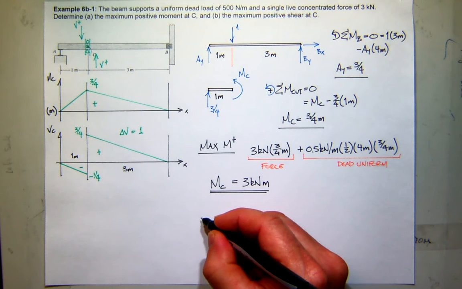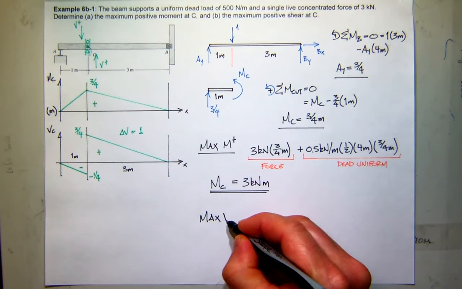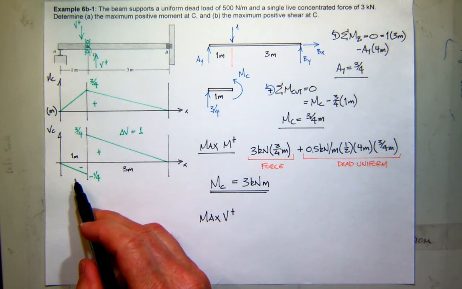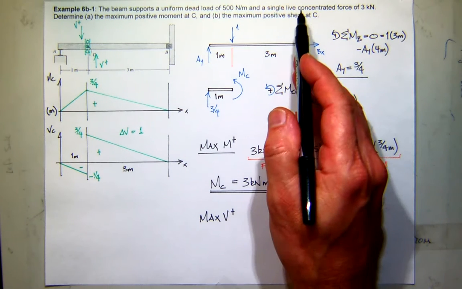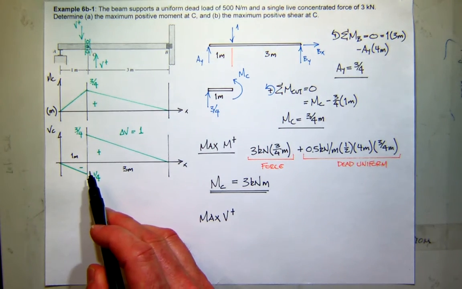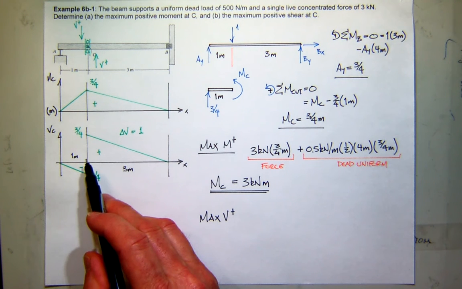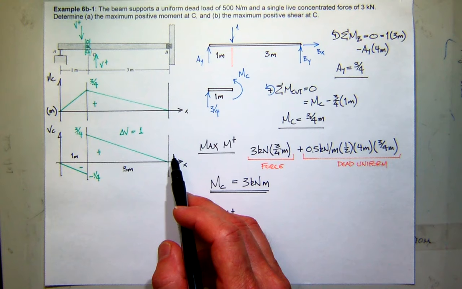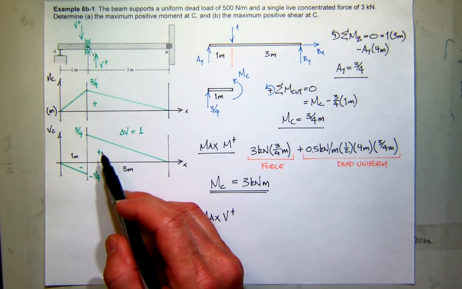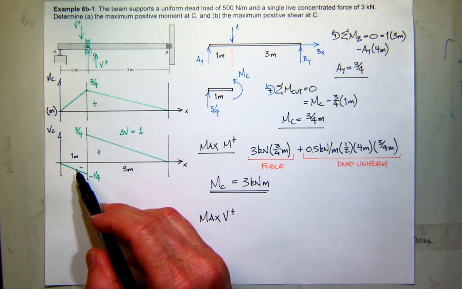So the next one asks, I want to find max positive shear. You can see there would be potentially a negative shear. I could put my live concentrated load just to the left of C and get a negative effect, or just to the right of C and get a positive effect. So that's what I'm going to do. Now the dead load, I don't have any choice. I have to run that the whole length. And I think you can see from this diagram that the positive area is much larger than the negative area, so you can get a positive effect from that too.